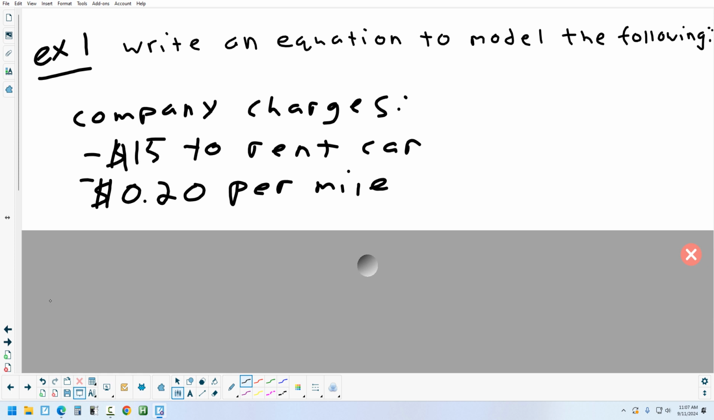And our equation has to model what's happening in this problem. We've got a company that charges $15 to rent a car, and then they charge 20 cents for every mile you drive. So we want to write an equation that represents that situation. First thing, we are going to have two different variables in this problem. Anybody think they know what one of my variables is going to represent?